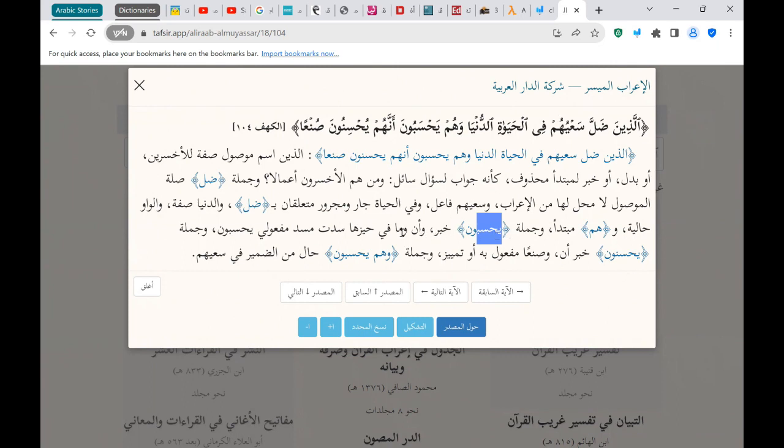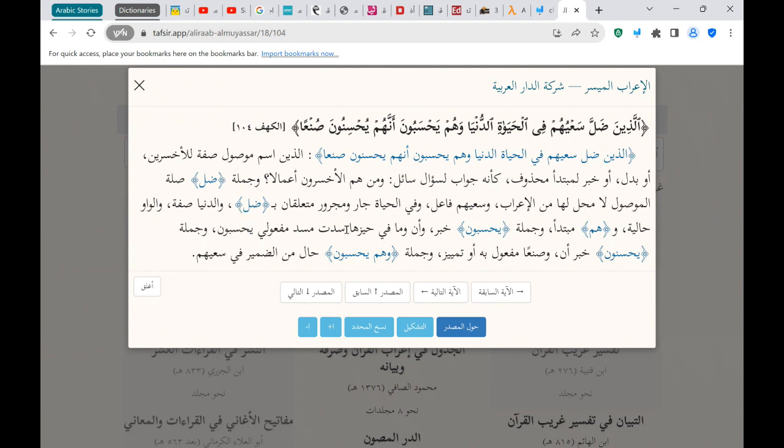يحسبون خبر وأن وما في حيزها سدت مسد. This is the term that somebody was asking about: سدت مسد مفعولي يحسبون. There's no mention of Masdar Mu'awwal. She was like, okay, what's happening? Is it still a Masdar Mu'awwal? Is it not a Masdar Mu'awwal? So I just wanted to clarify that.